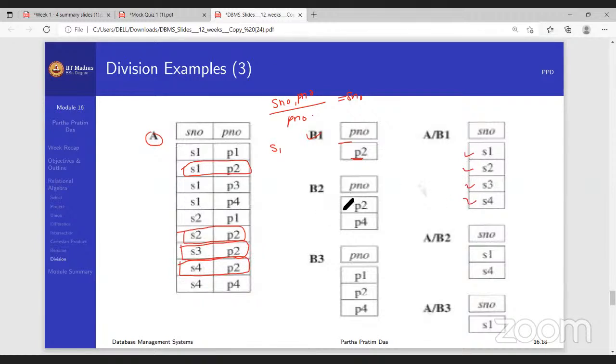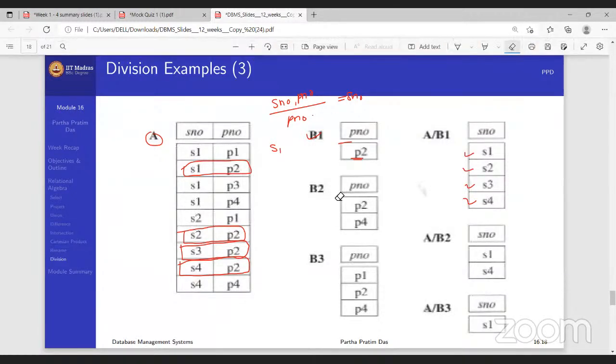Now, in the case of two tuples like P2 and P4, we have to check for the combination. For all the tuples, P2 and P4, the corresponding combination must exist. So if we consider S1, do I have S1 P2? Yes, S1 P2 is there. S1 P4 is also there. So S1 will be in my answer.